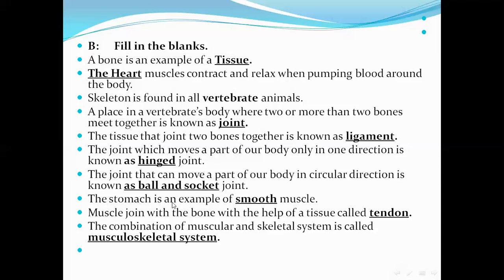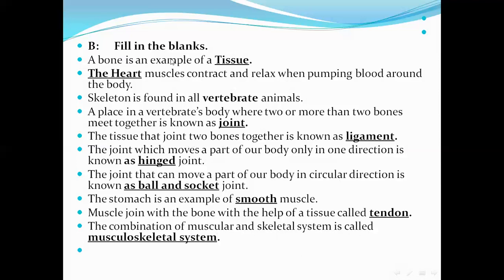Next, the stomach is an example of smooth muscles. And muscles join with the bone with the help of a tissue called tendon. When you see the word join, muscles join with the bones with the help of tissue, you write tendon. And when you see the bone, the tissue that joins two bones together, write ligament. The combination of muscular and skeletal system is called musculoskeletal system.